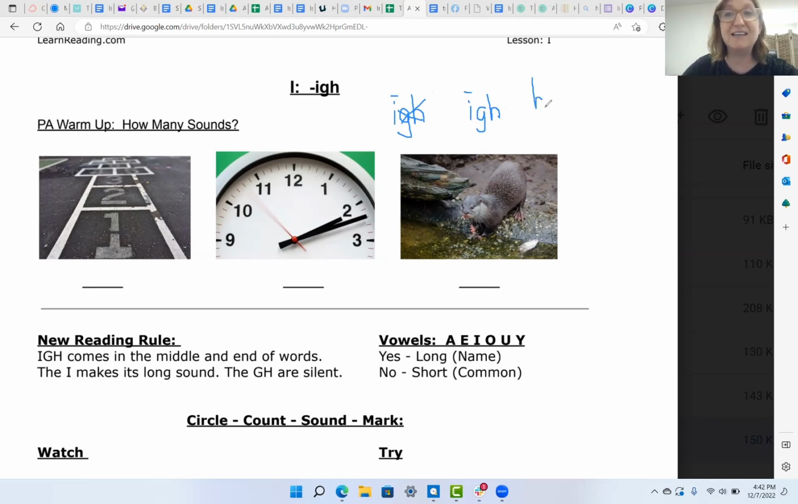IGH says I, as in high, as in opposite of low, high, or light. There's going to be a T at the end of a lot of these. Okay, let me clear that and let's practice this.